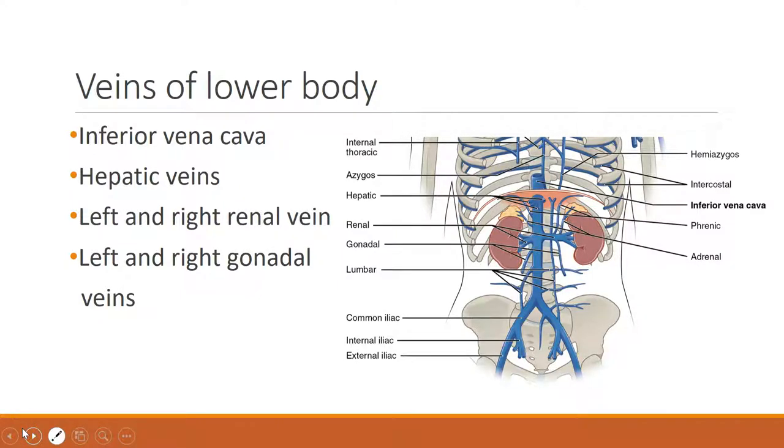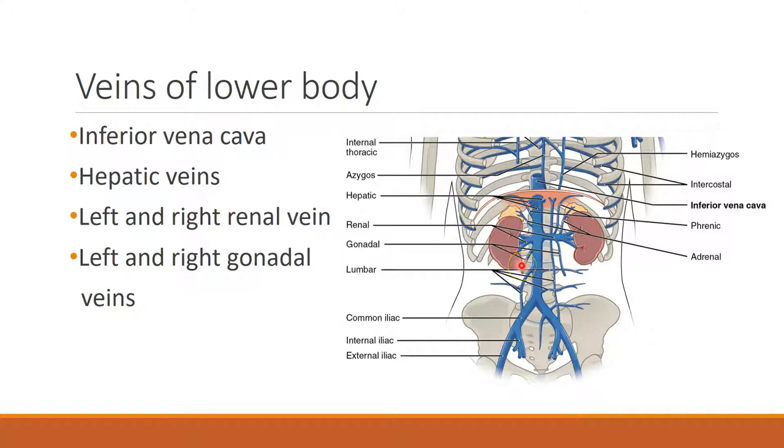Okay, now we're going to look at veins of the lower body. And again, I'm going to start out and work my way up towards the heart. So if we look carefully here, you'll see a small vein here on the right side and a small vein here on the left side. Those are the gonadal veins. Gonads meaning either testes or ovaries. So they drain the gonads.